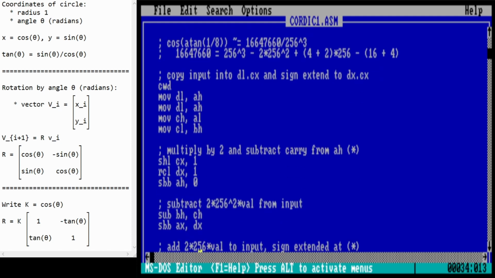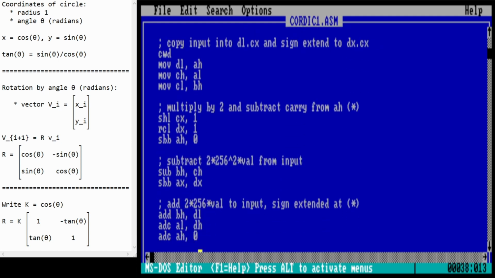So now we're actually ready to use our 2 times vals. Basically, we just subtracted off here and then added on again, shifted right by an additional byte here. Now, unfortunately, you can't add an 8-bit register to a 16-bit register, so in order to add DH to AX, we actually have to do 2 instructions here, an add here and then an add with carry to propagate any carries through to the rest of AH.